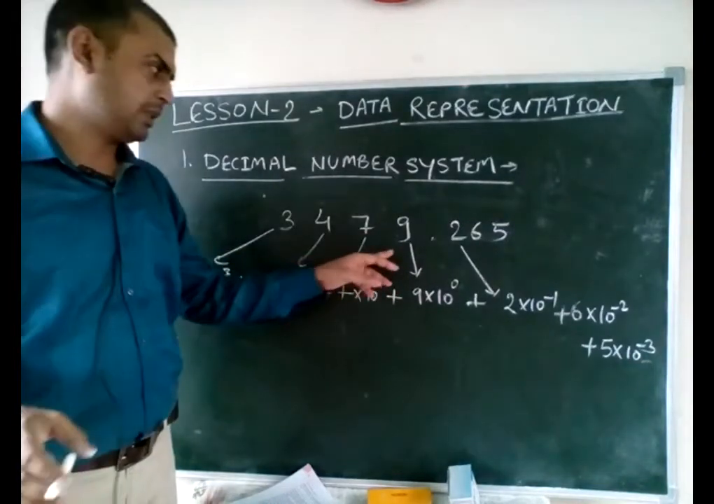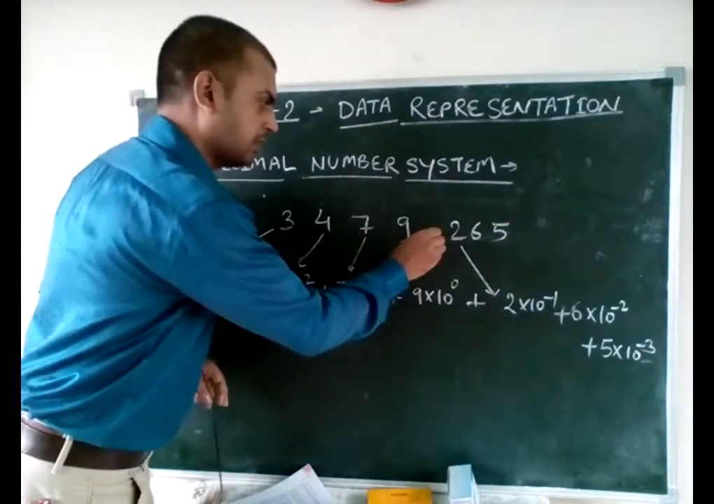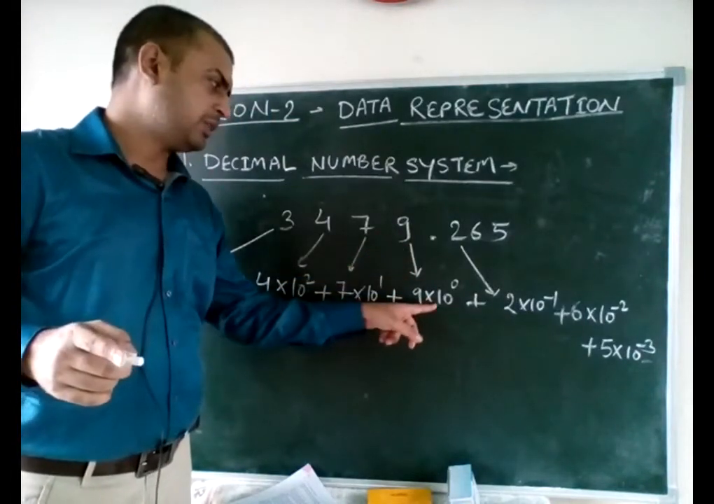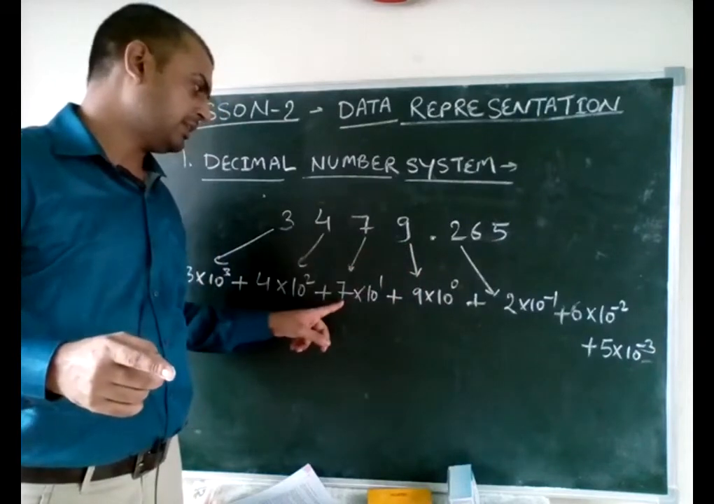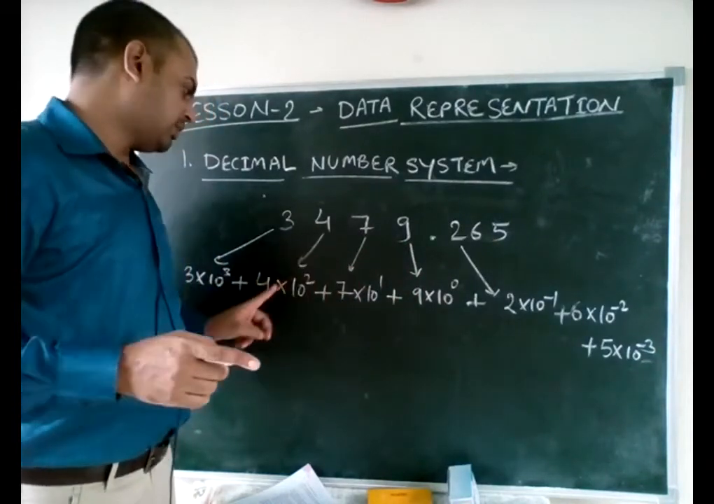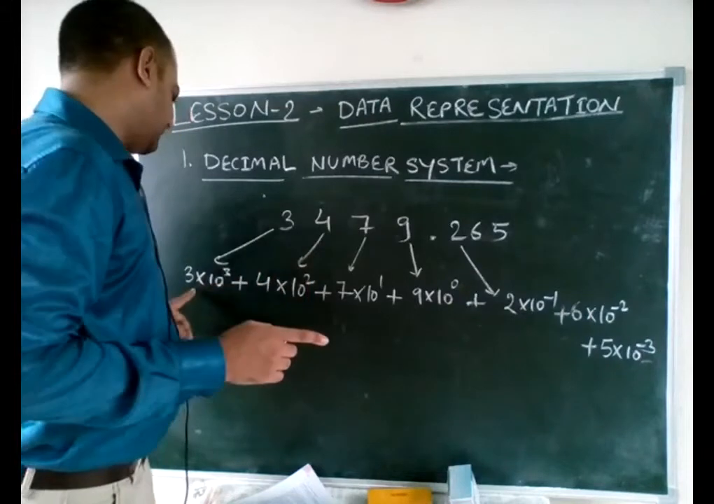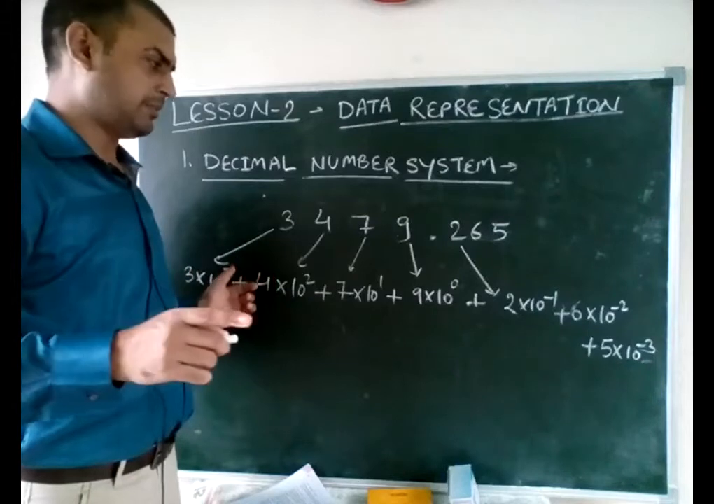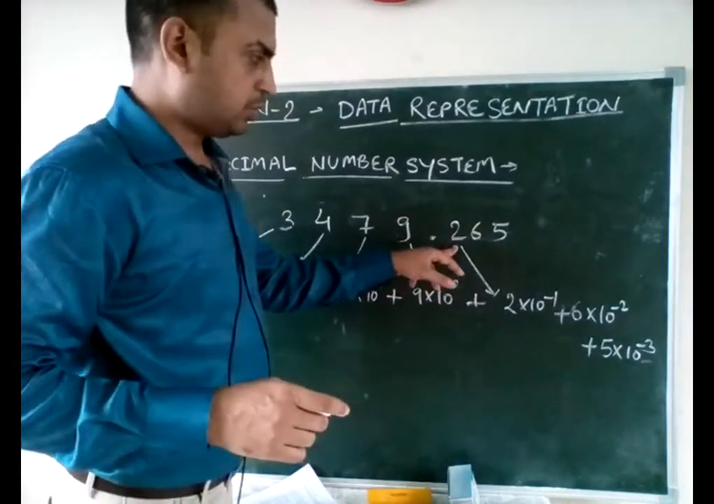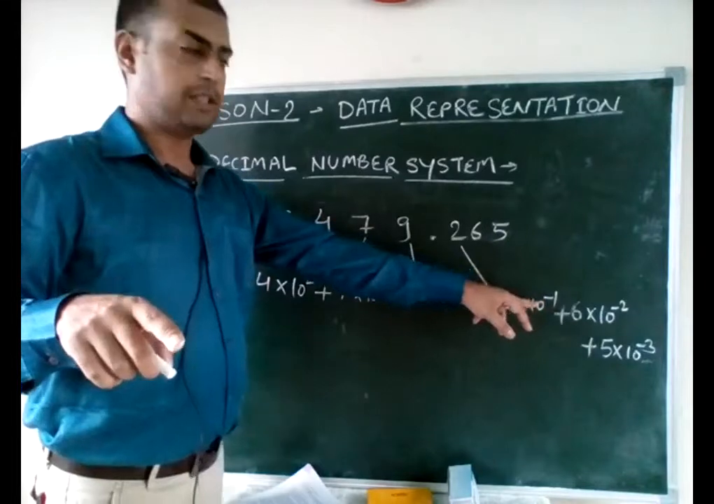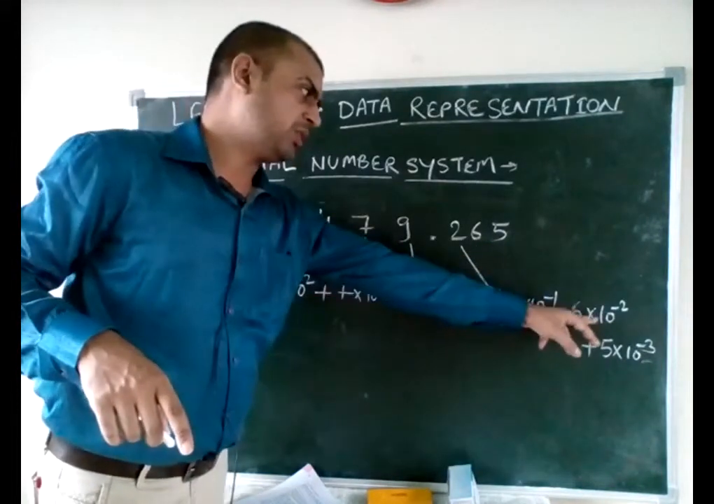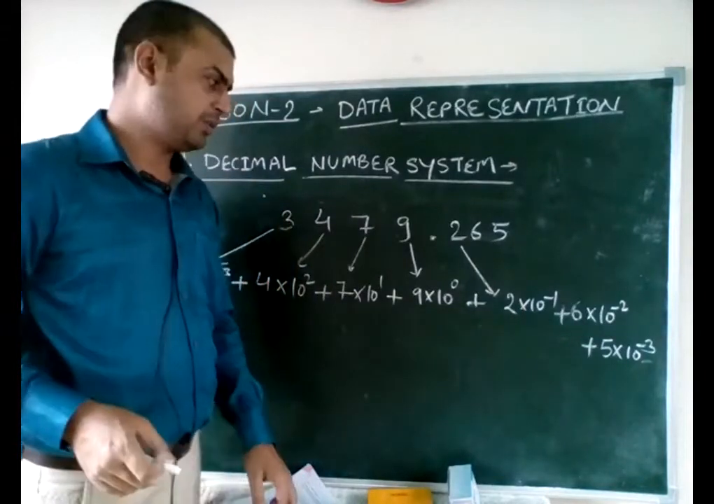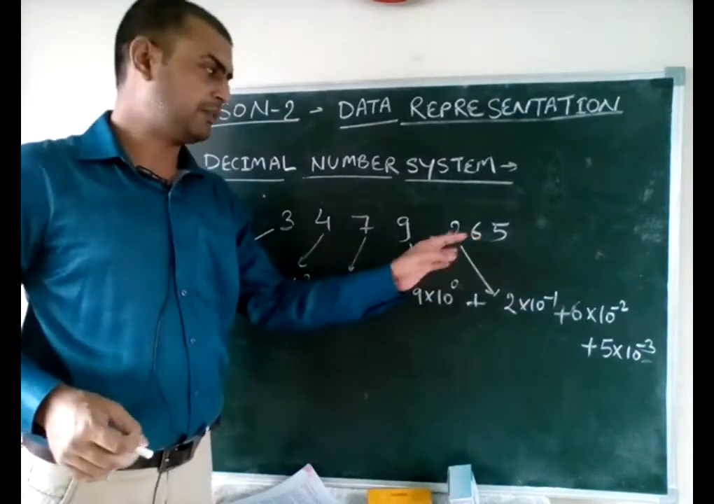You can see this. This is just before the decimal. So we will start it from 0, 9 into 10 to the power 0, this is second, 7 into 10 to the power 1, 4 into 10 to the power 2 and 3 into 10 to the power 3. So you will count the number and you will start from one less than the number. Then after, 2 into 10 to the power minus 1 you will write here, 6 into 10 to the power minus 2 and 5 into 10 to the power minus 3 you will write. You will not write 0 again after decimal.